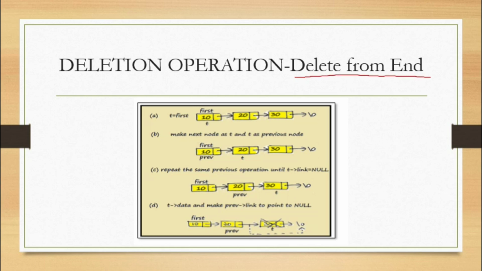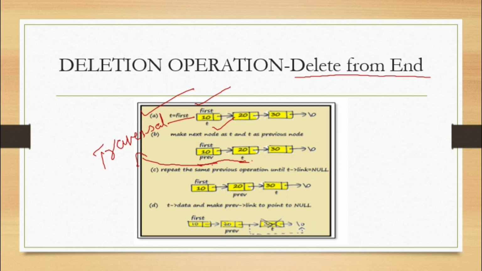So here, delete from end means we should already have one list. So we already have one list. Initially, we point to the first node, so we make t equal to first, and we get t here. Then we need one more pointer, that is previous, because previous and t should move together. Both are used for traversal.